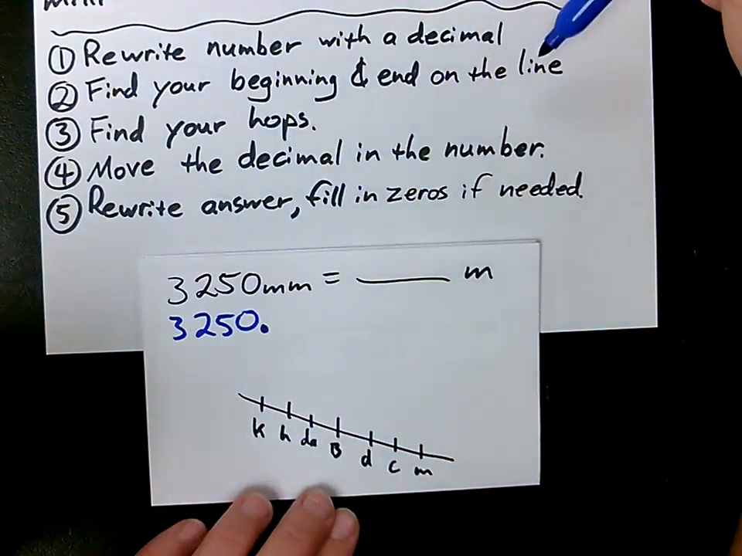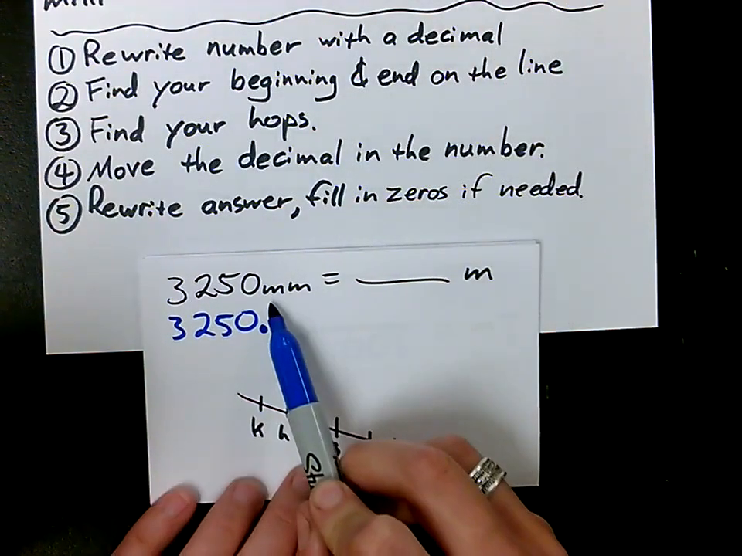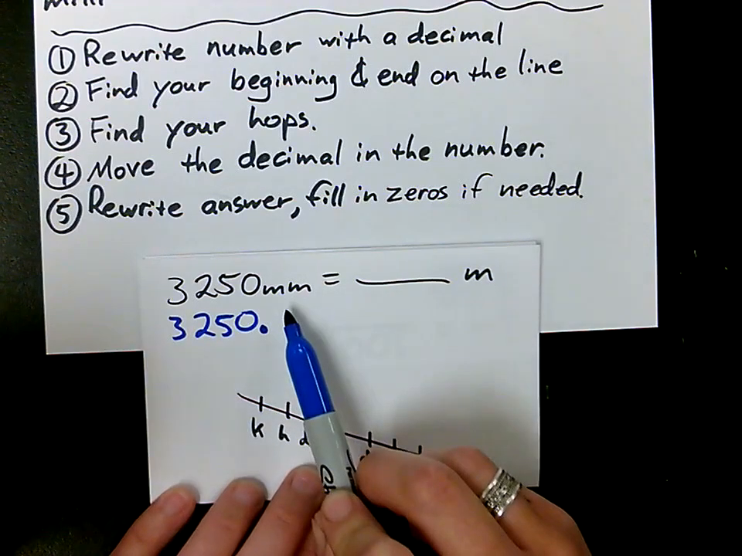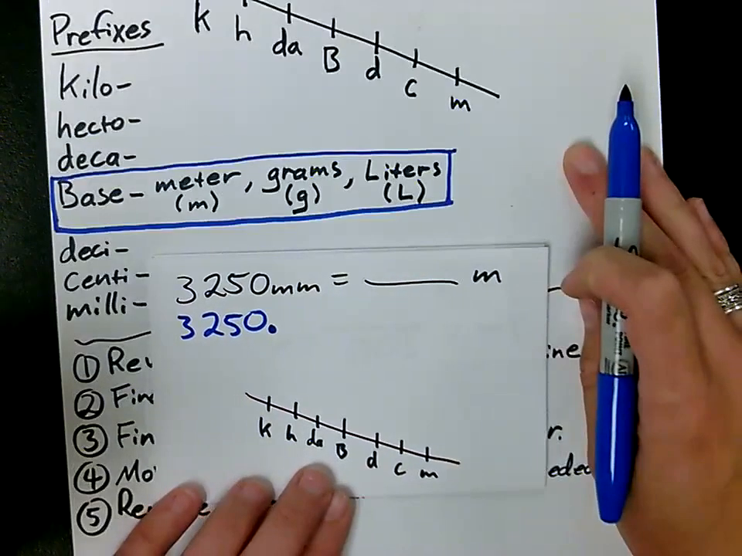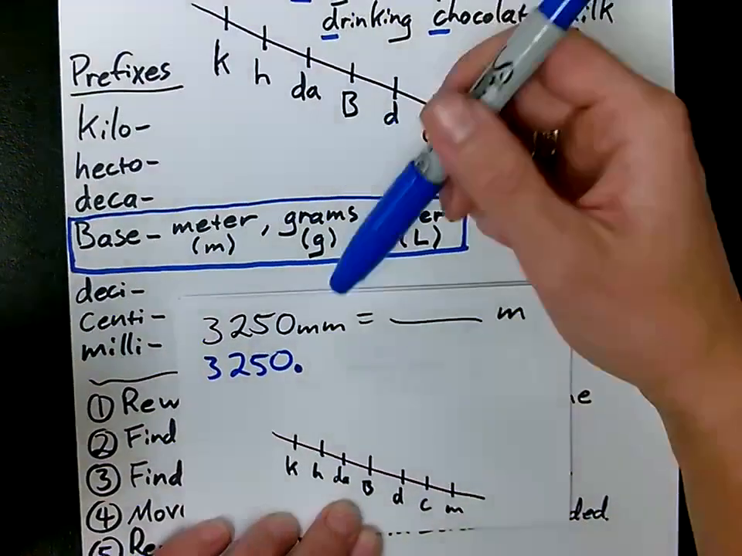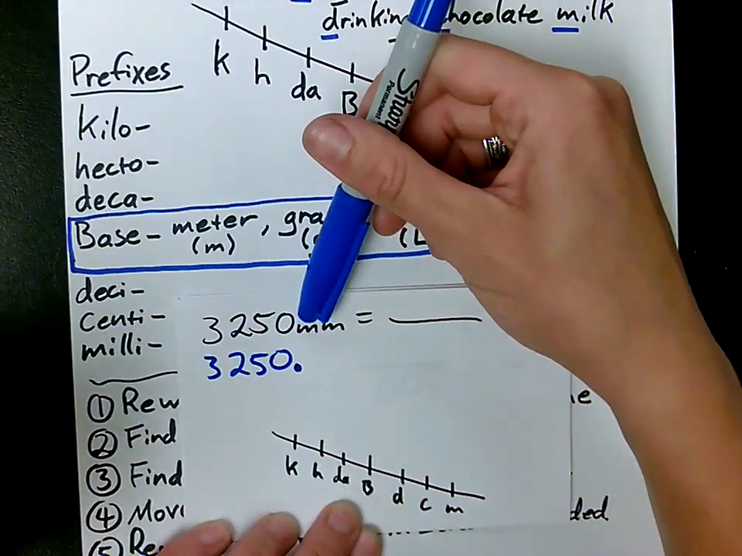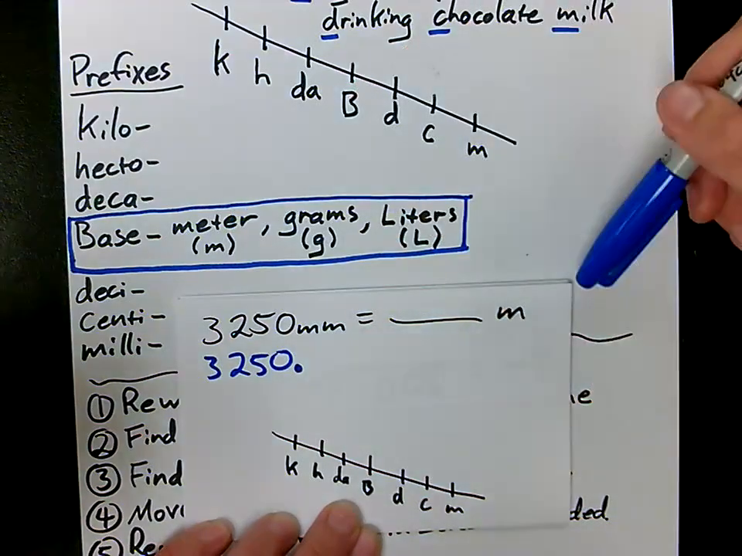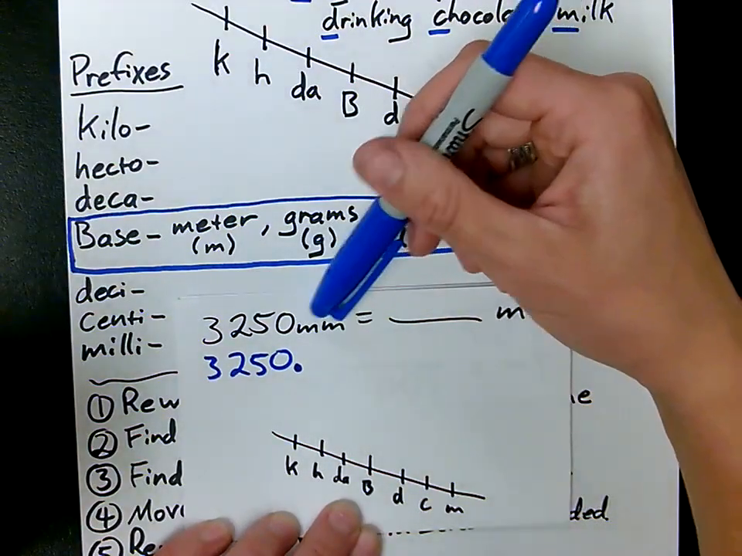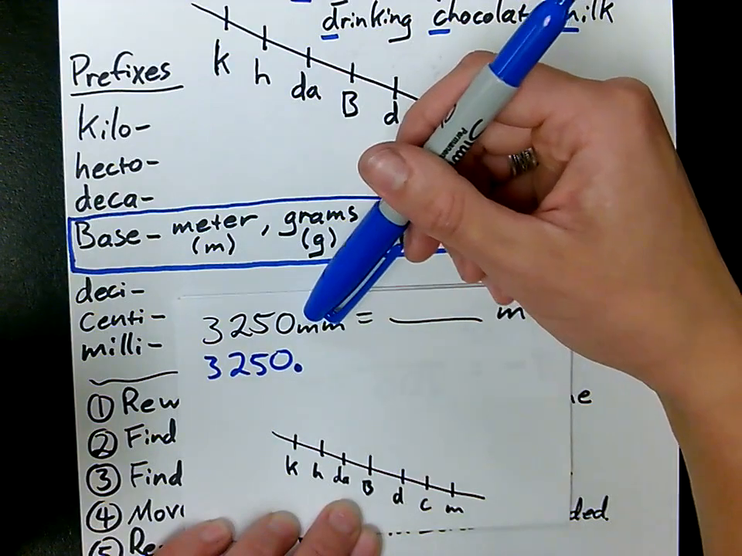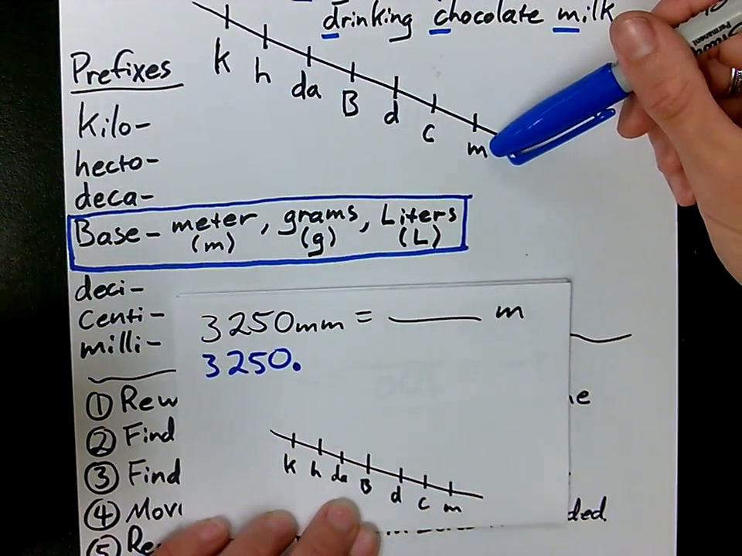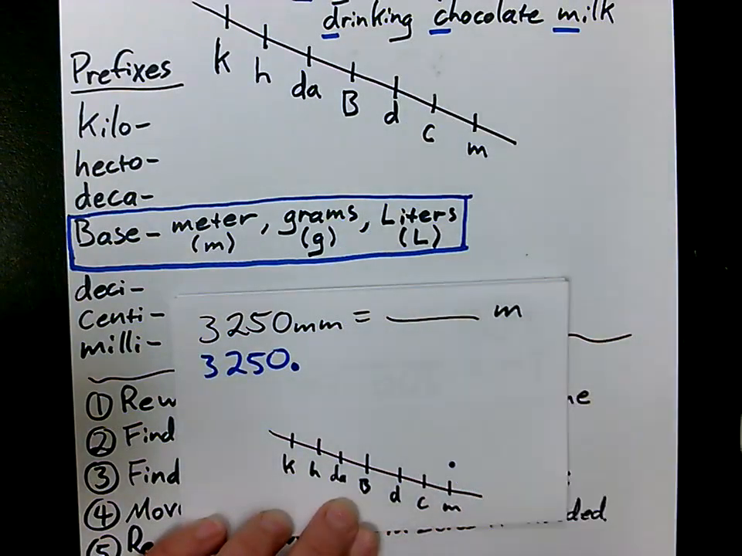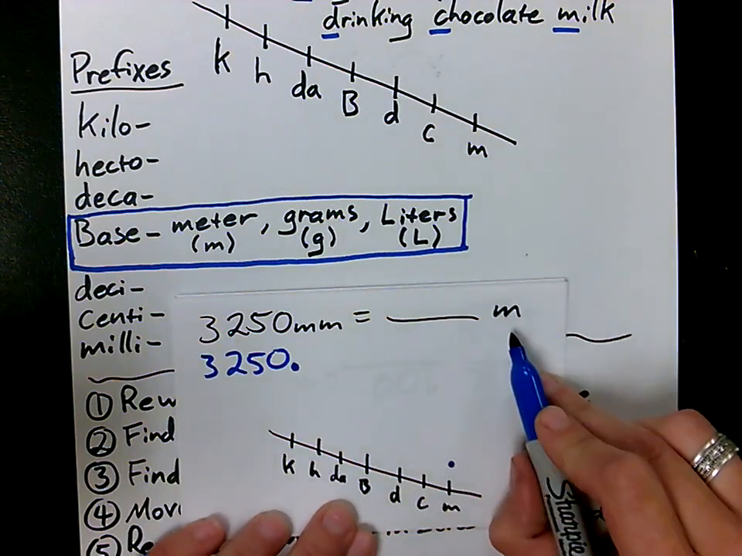Step number 2 is find your beginning and end on the line. I'm starting at millimeters, and this whole M thing screws students up all the time. So again, remember, if we have an M in front of something, that's always going to stand for milli. The only time it's ever meter is when it's alone. So if I see an M attached to something else, I know that that M is for milli. So my starting point is at millimeters, right here. And my ending point is just at M.